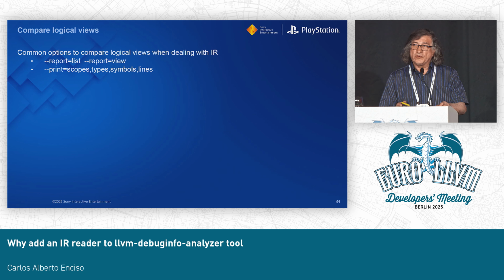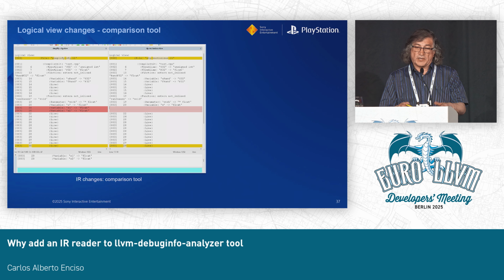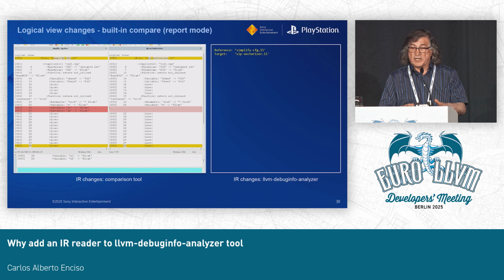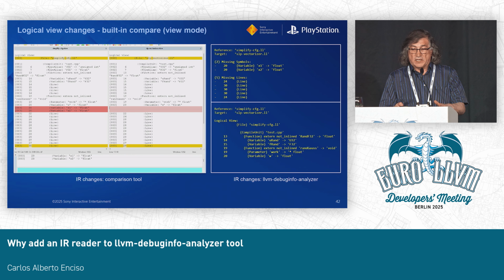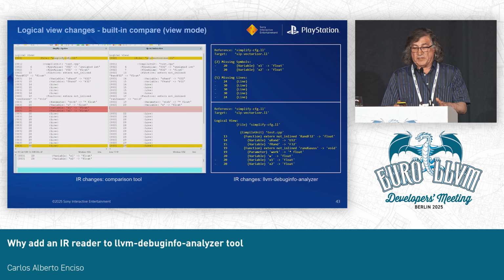So now the tool also supports a built-in comparison feature. So let's see how we compare those logical views. These are the common options. These are the tests, and this is the full command line. So now, using a comparison tool, we can see the differences in the IRs, in the logical views, and using the tool we can see some missing symbols, some missing lines. Using a view mode, we can see now the common part and the missing part.